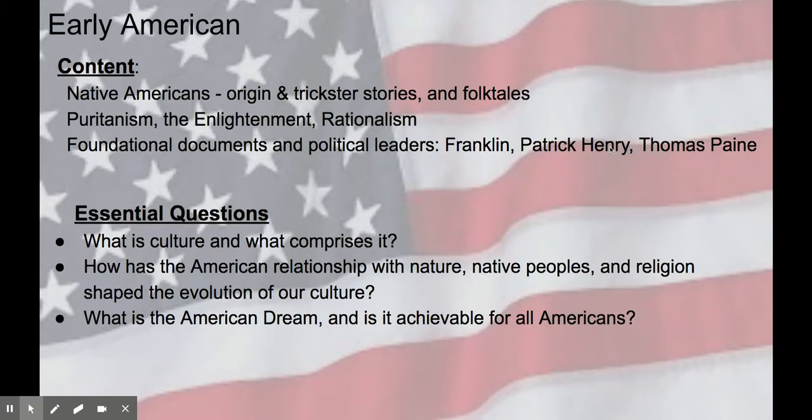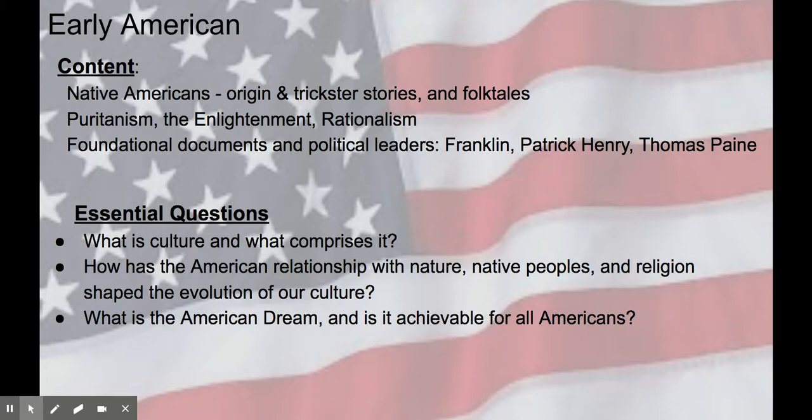The first unit revolves around early American literature. We started with Native Americans, their origin and trickster tales. We moved on to Puritanism, and right now we're looking at the Enlightenment and rationalism, and then we'll move on to some foundational documents and leaders.